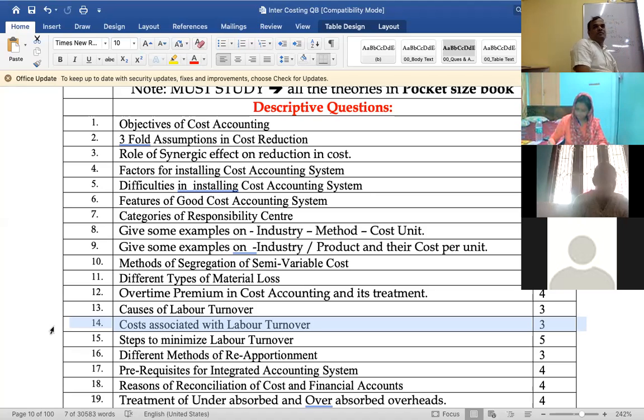So you should not go out from the office. That and all comes under what? Prevention cost. Therefore, two costs are there. One is prevention cost, another one is replacement cost. High labor turnover leads to dash cost.